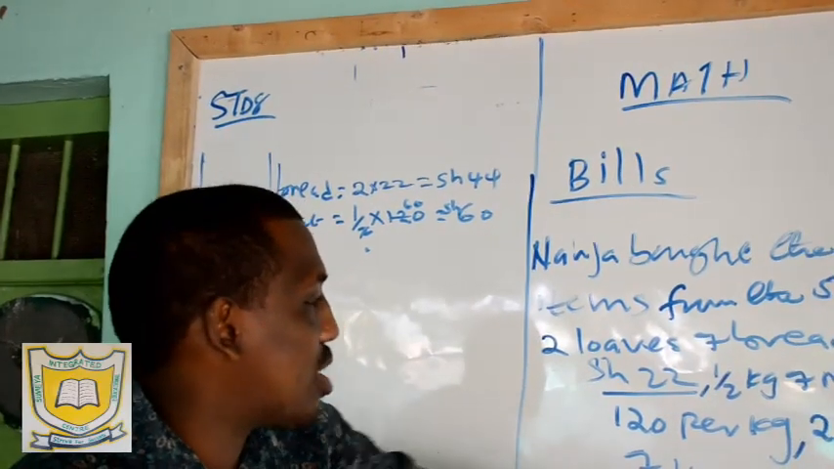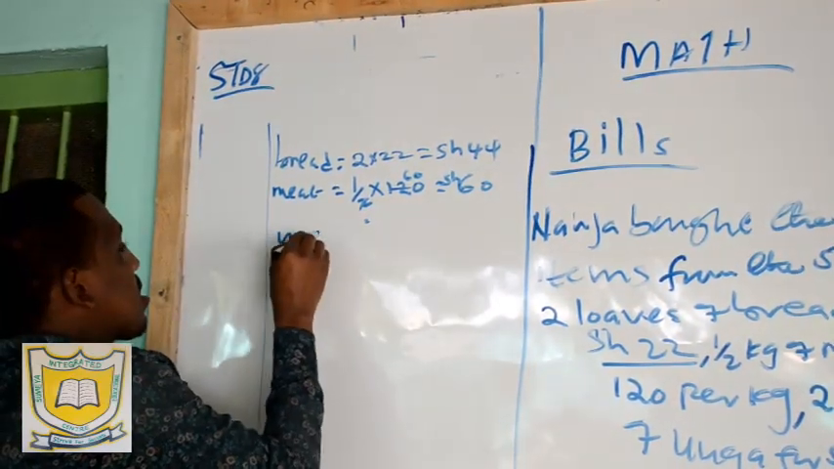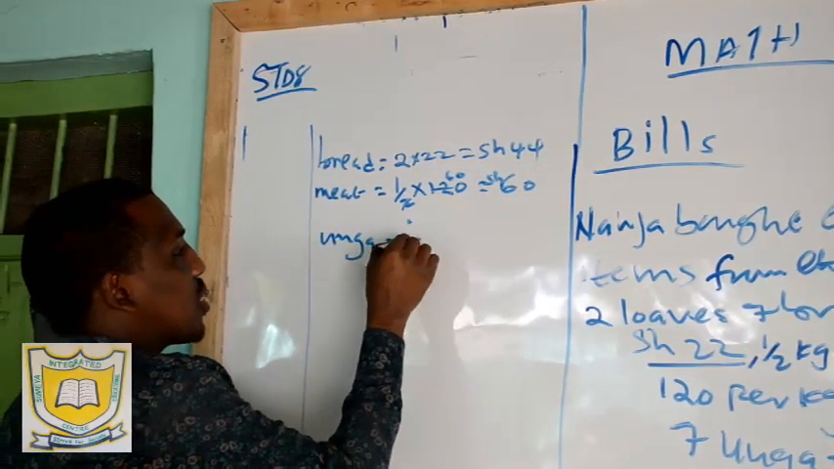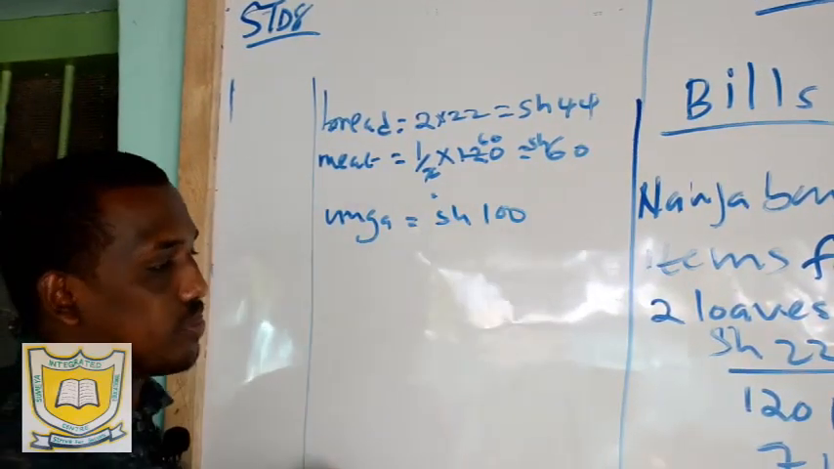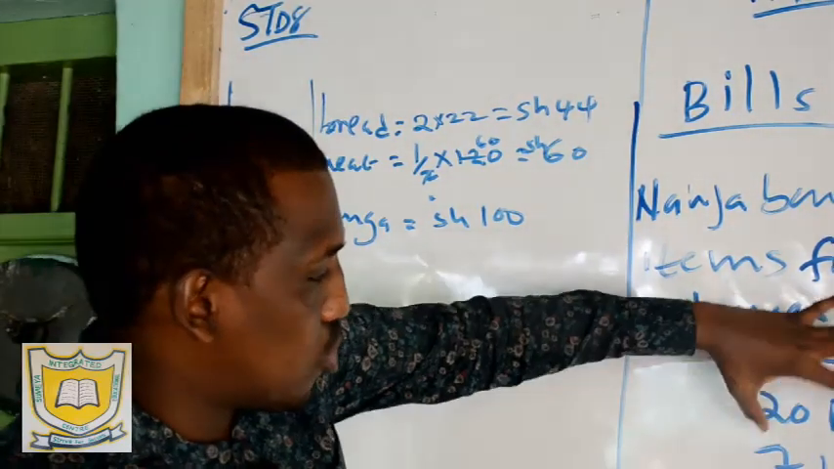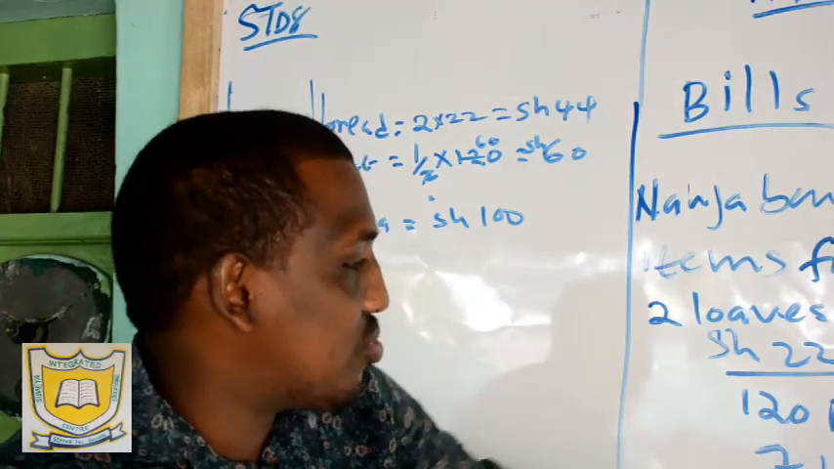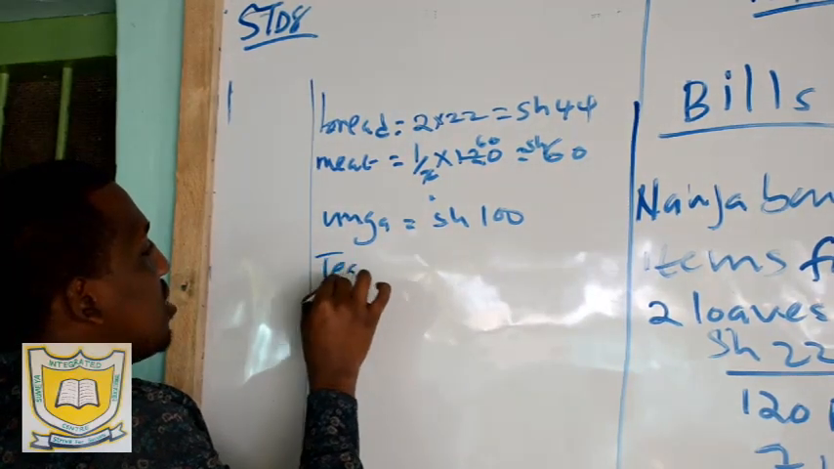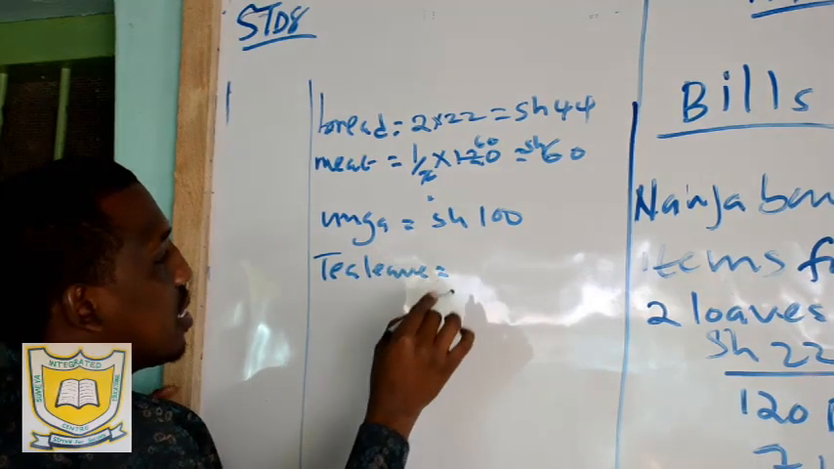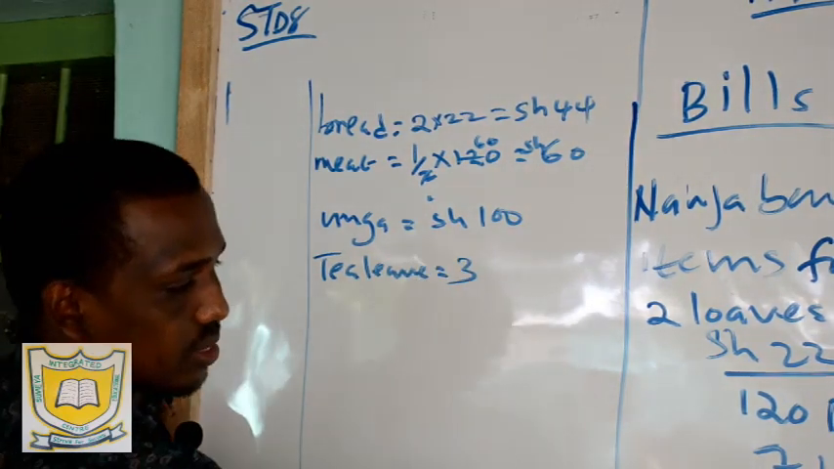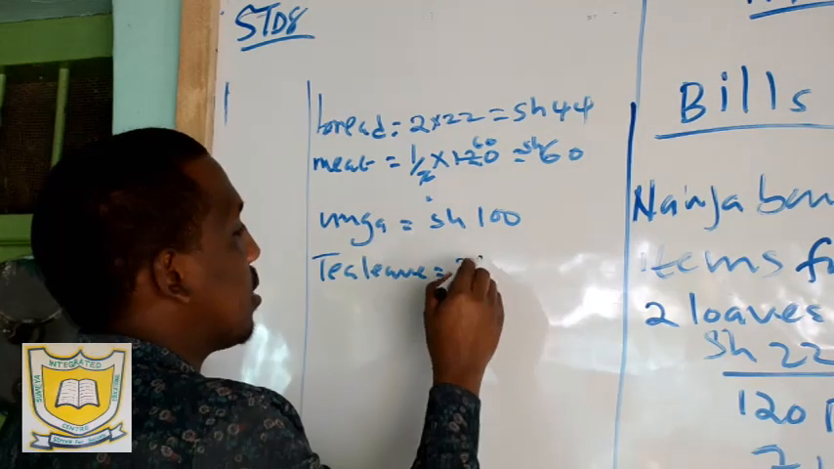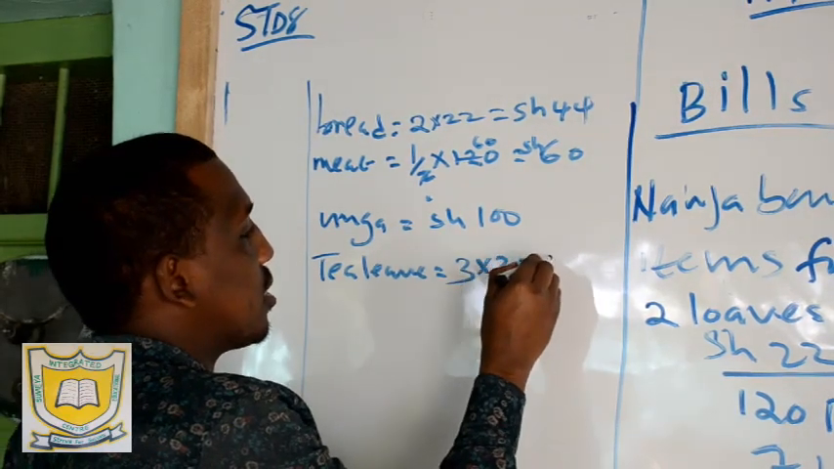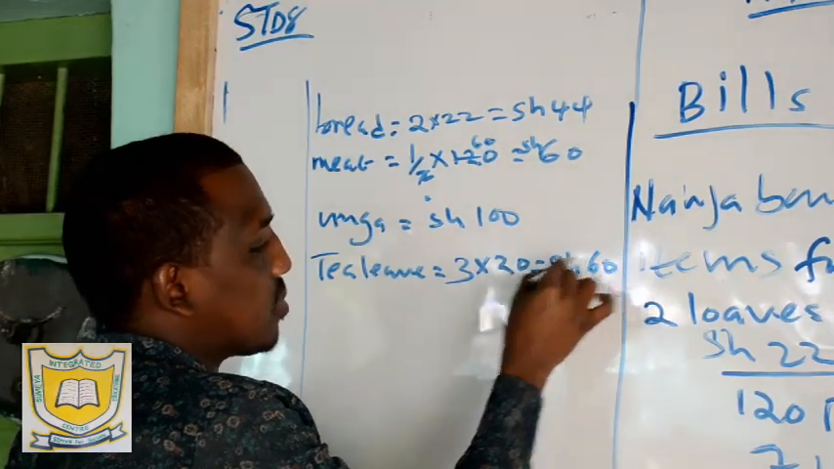2 buckets of unga for shillings 100. That one we don't multiply. That we multiply, but for shillings we don't multiply. 3 buckets of tea leaves. So we have tea leaves, 3 buckets now at shillings 20. 3 times 20, that is shillings 60.